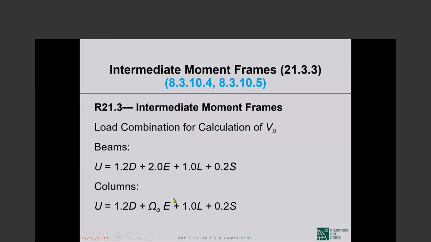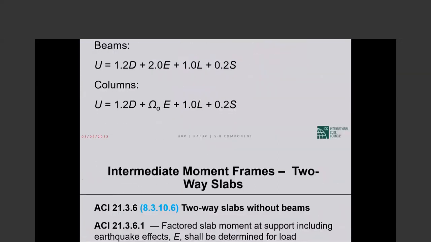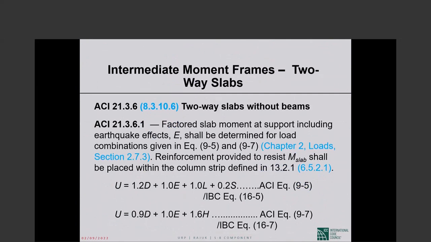If we are designing a column of an intermediate moment frame, which we will discuss later, the earthquake-induced shear has to be multiplied by omega sub 0. 2 is not sufficient. Omega sub 0 for intermediate moment frames is 3. So we will multiply the earthquake-induced shear by a factor of 3.